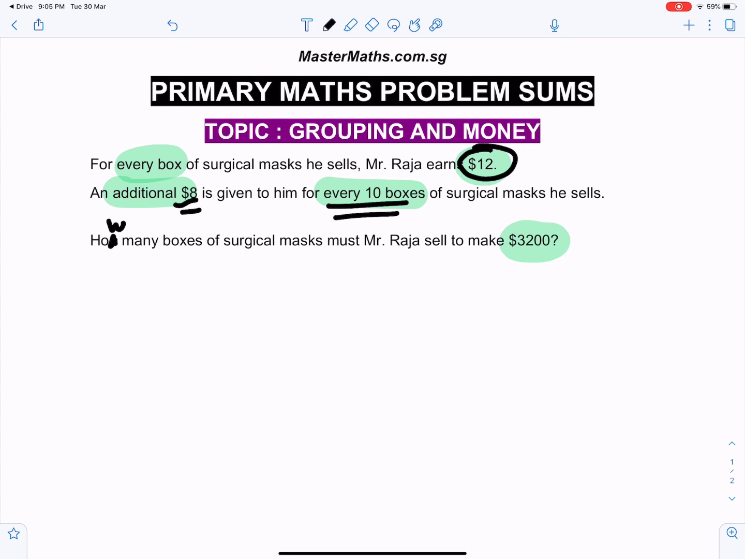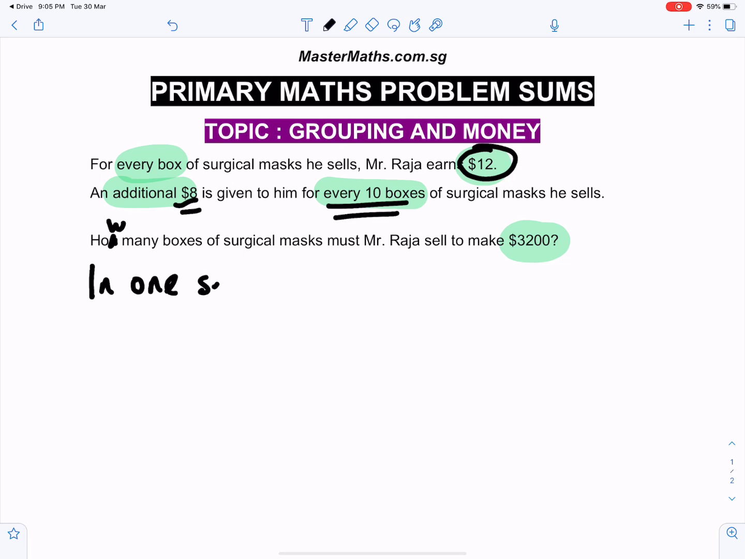Second step, we try and see how many of these 10 boxes he needs to sell to achieve a number close to $3,200. That will tell us the number of sets that he needs to sell. And then there will be some money remaining. For that remaining amount of money, we need to see how many individual boxes he must sell. Okay, first step.